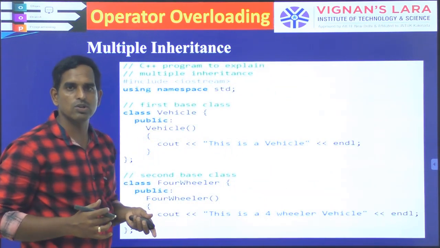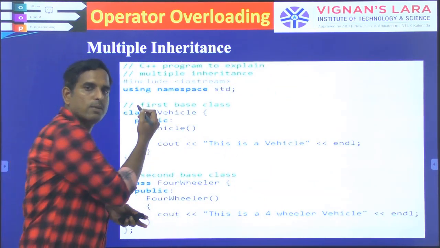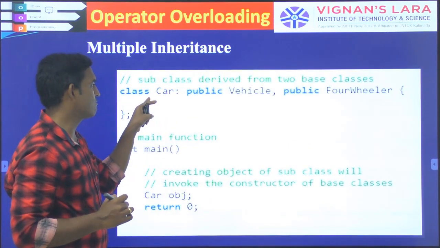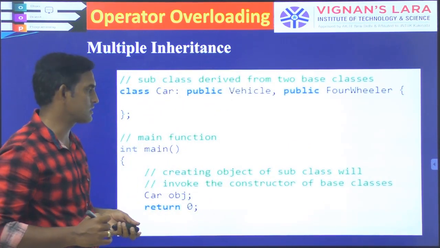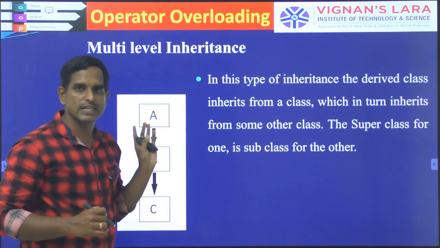So this is how you implement multiple inheritance, where you have two base classes and one derived class which will inherit the properties of the two base classes. So that is about multiple inheritance.